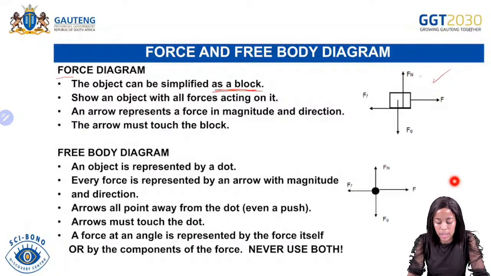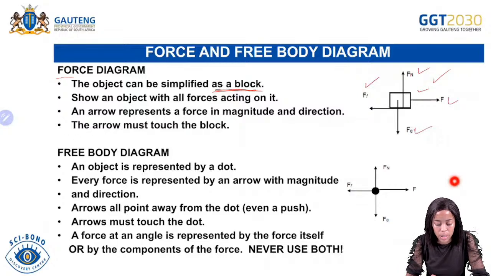So already the block represents the what? The block represents the object, and then this object is going to show you all the forces that are acting on the block. So in this case now, we have at the top here your normal force. On the right, we have the applied force. At the bottom here, we have your gravitational force, or your weight. And then on the left hand side, we have your frictional force.